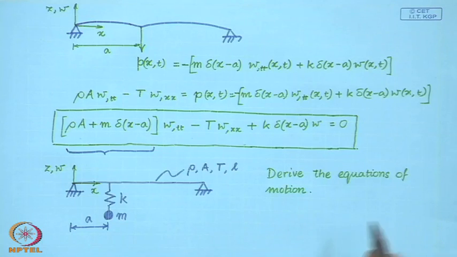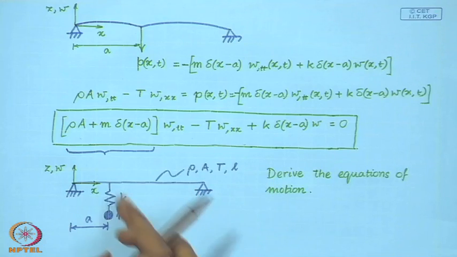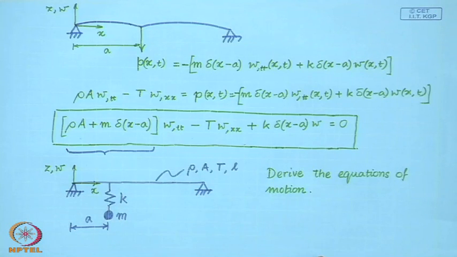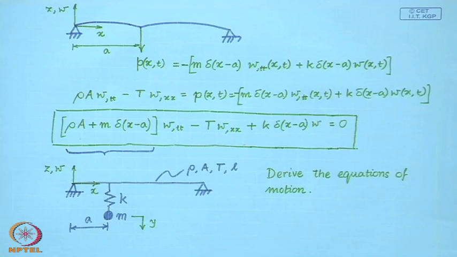So, here you have to note that there will be two equations, one for the string, the other is for the absorber, because this absorber is now a separate coordinate. The location of the mass of the absorber is a separate coordinate. So, you can try out deriving the equations of motion of this system.